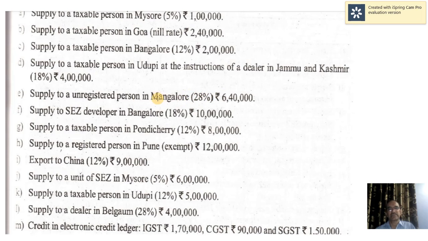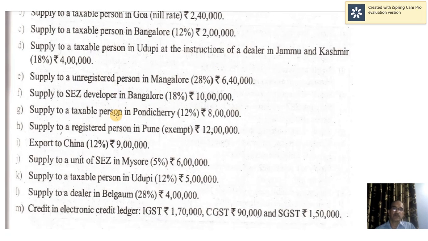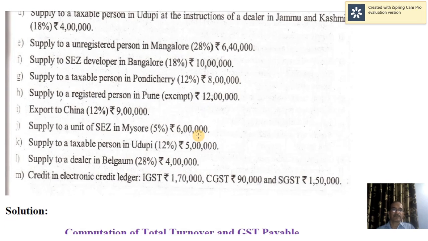So 14% each. Supply to a special economic zone developer in Bangalore. This is a zero rated transaction and deemed to be export, and therefore no tax is to be applied here. Supply to a taxable person in Pondicherry, so interstate transaction, so IGST has to be calculated. Supply to a registered person in Pune, this is exempt, however, so no output tax.